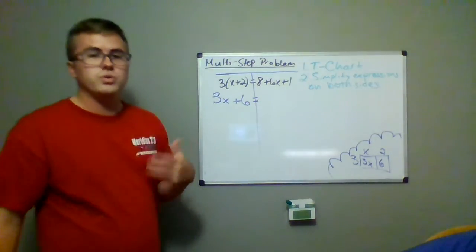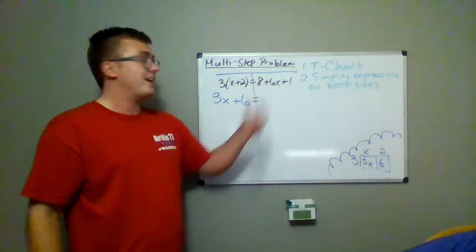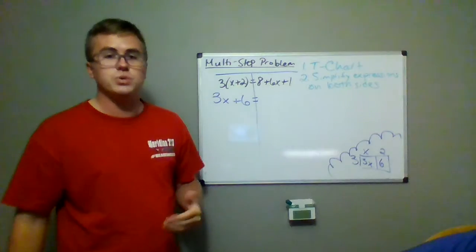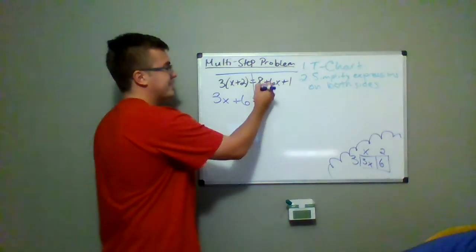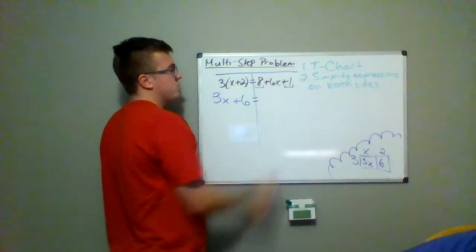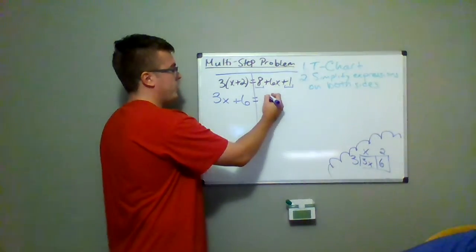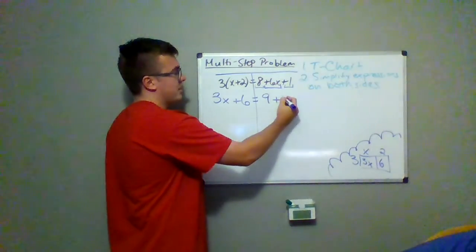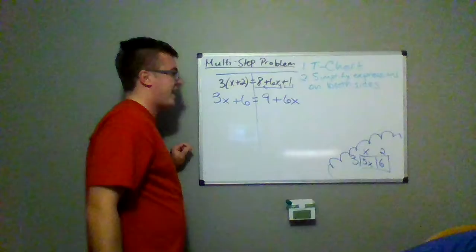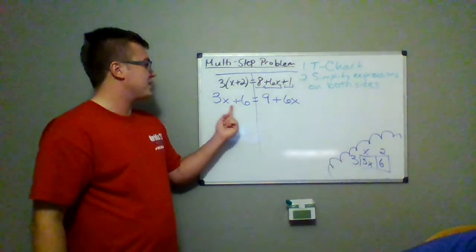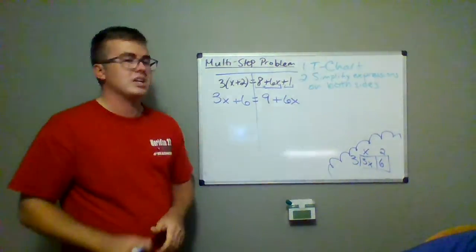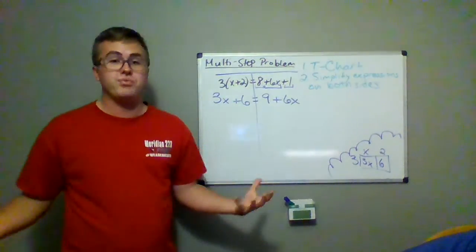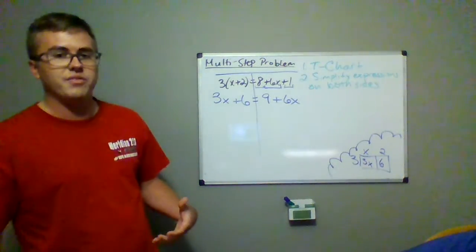So now let's look to the right side. On the right side, I don't have any distribution that I have to do. But what I can do is combine like terms, because I see this 8 here and this plus 1 here that I can combine to 9. I can't do anything with this plus 6x yet, so I'm just going to leave it as plus 6x. So now I've got 3x plus 6 equals 9 plus 6x. All right, so we've done step 2. We've simplified as much as we can on both sides of the equal sign.